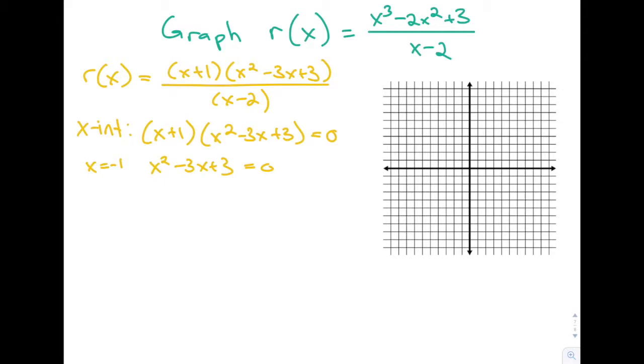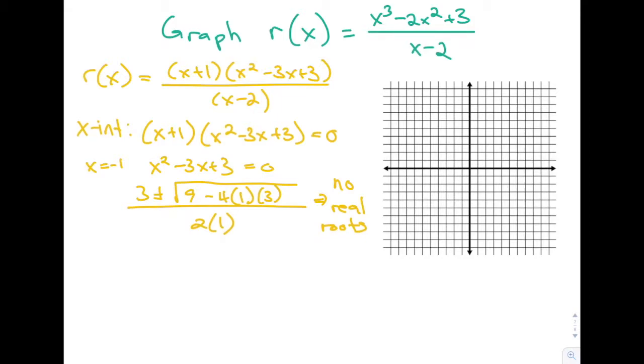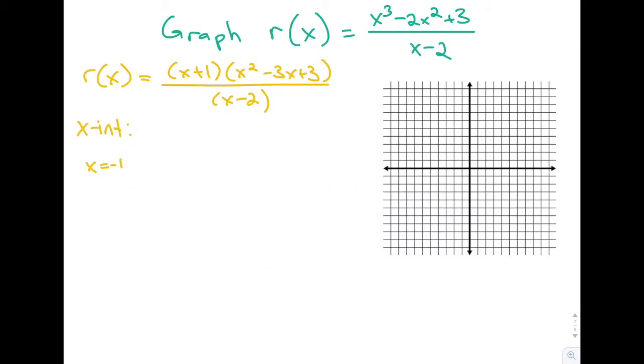So we'll have -b plus or minus the square root of b squared, which would be 9, minus 4 times a times c, all over 2 times a. Now, I see a problem here because in the radical, we're going to have 9 minus 12, which would be -3. So that implies no real solutions. So we're only going to have an x-intercept at x = -1. So our singular x-intercept is (-1, 0).